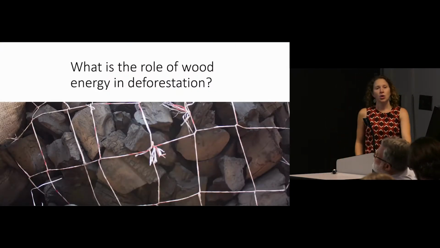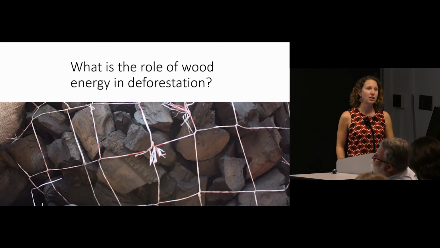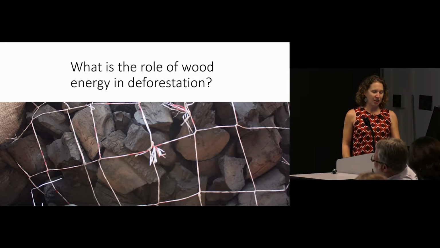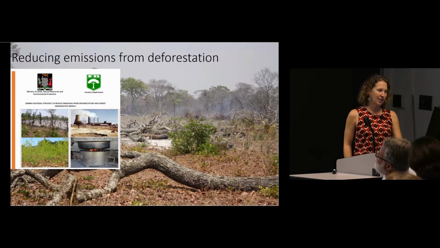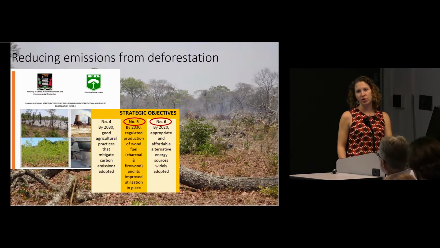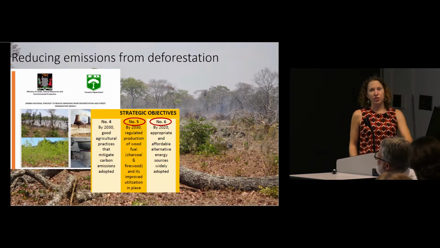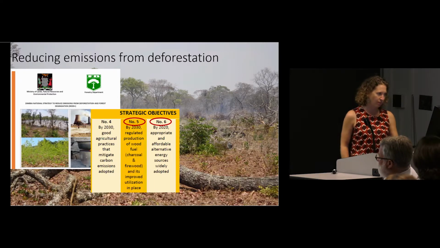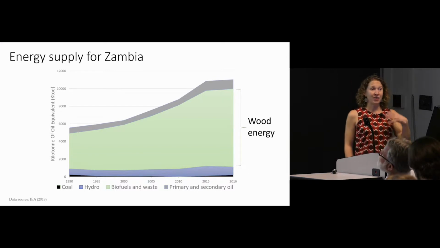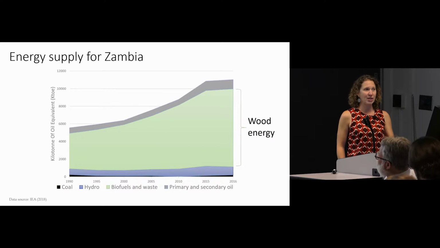So now we are also interested in wood energy. What is the role of wood energy in deforestation? If we look at documents from the government, Zambia has been involved in trying to reduce emissions from deforestation and forest degradation. A lot of the drivers that are identified, even if they see deforestation as quite key, a lot of the work that is being put in place is to address the contribution of wood fuel, including charcoal, and to adopt alternative energy sources in order to tackle deforestation. So we are looking at evidence of what can actually address deforestation.